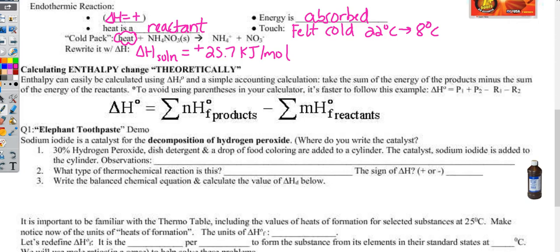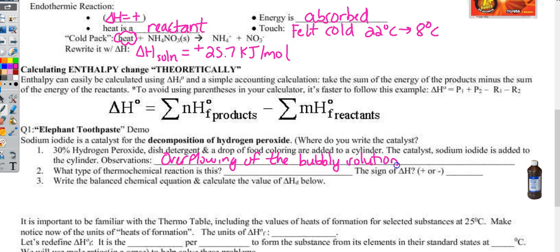So we had done the elephant toothpaste demo, and so we used sodium iodide as a catalyst. And what we had noticed was when we put the sodium iodide in with the hydrogen peroxide and the detergent, the bubbles started to rise. And so there were bubbles, and it was the entire solution that basically started overflowing. So it was an overflowing of this bubbly solution.